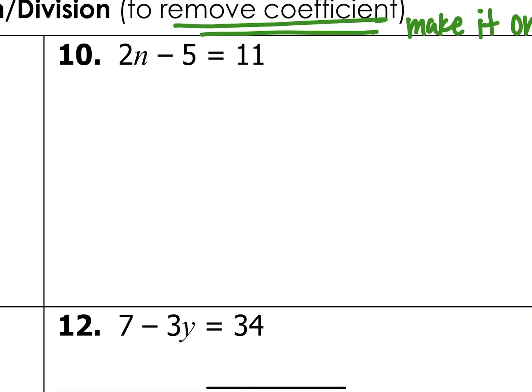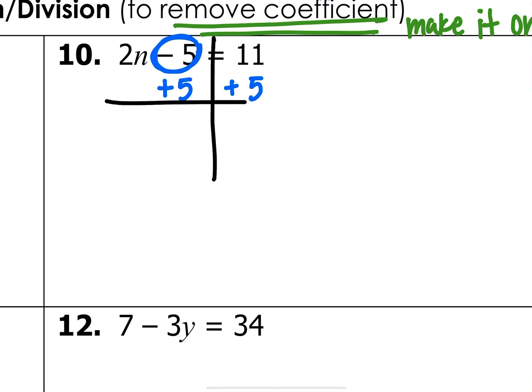Number 10, same process. We want the constant to become 0 to remove it. My constant is a negative 5, so I'm going to add 5. Now what you'll notice, it's kind of subtle, but I'm circling the constant, and when I circle it, it makes it look like a 0. So that's my muscle memory notation way of reminding myself that this number has to become 0. If that helps you, beautiful. That's great.